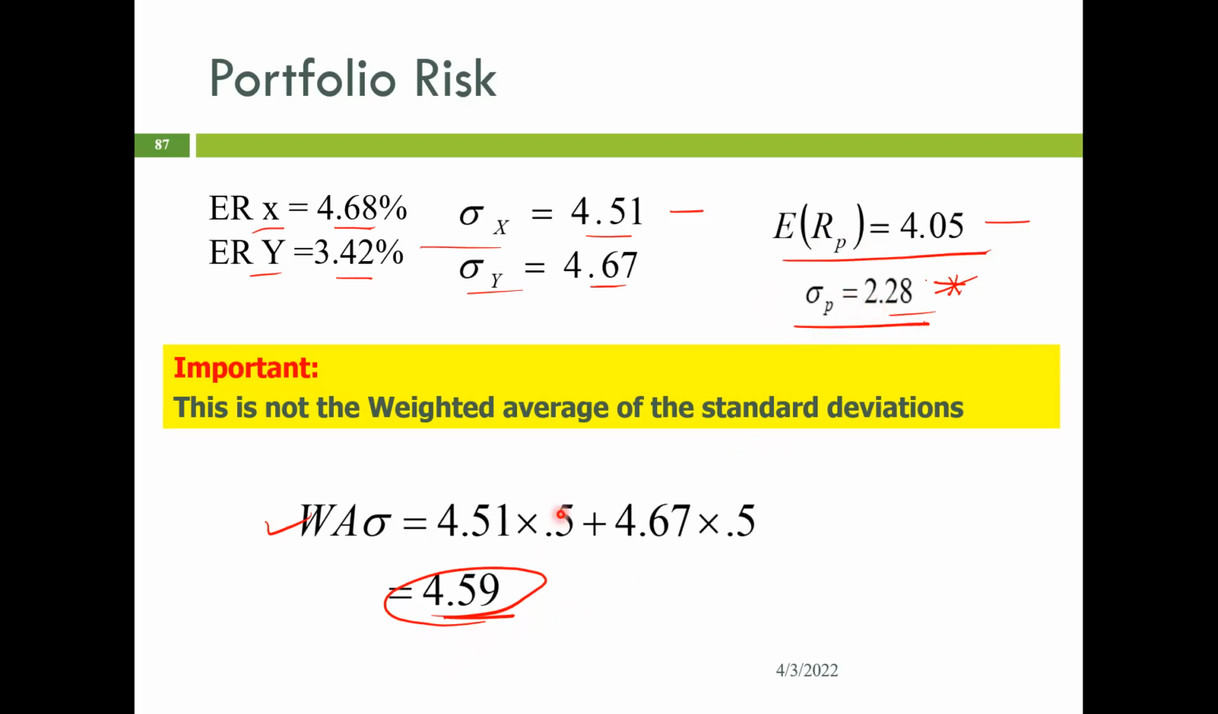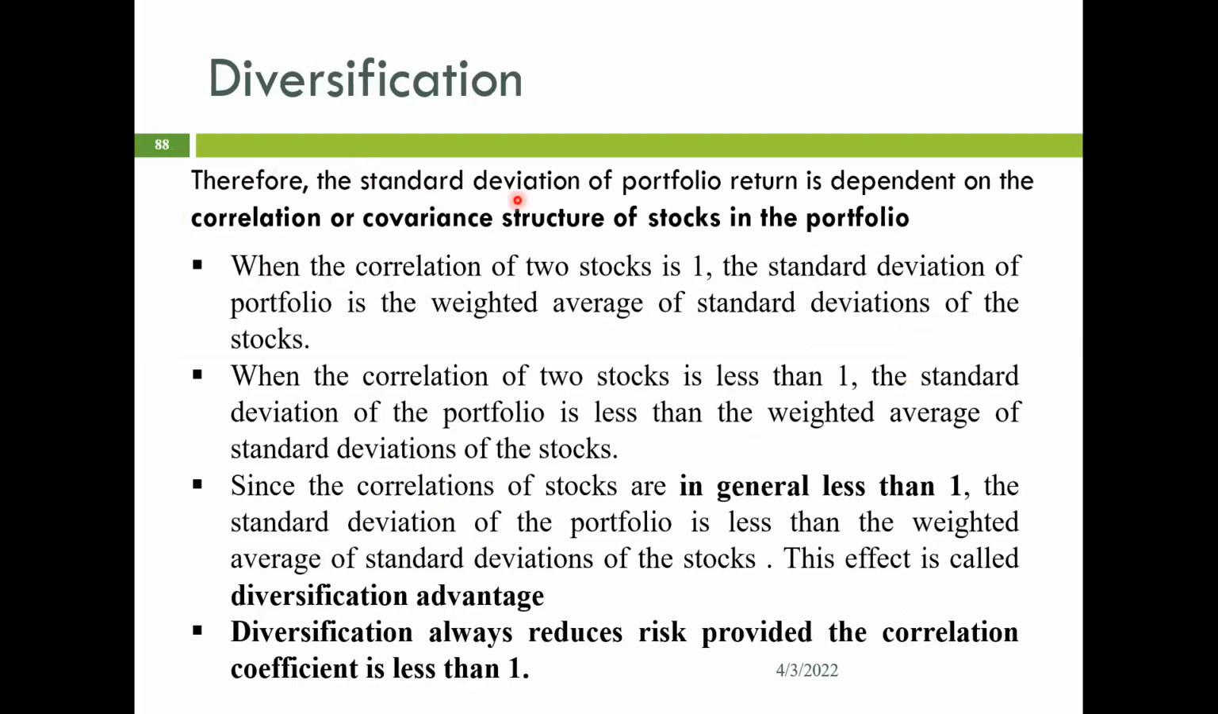So now if you calculate the weighted average one, that is 4.59. So therefore, the standard deviation of the portfolio return is dependent on the correlation or covariance structure of the stocks in the portfolio. When the correlation of two stocks is 1, that is perfectly positive, the standard deviation of the portfolio is the weighted average of the standard deviation of the stocks.